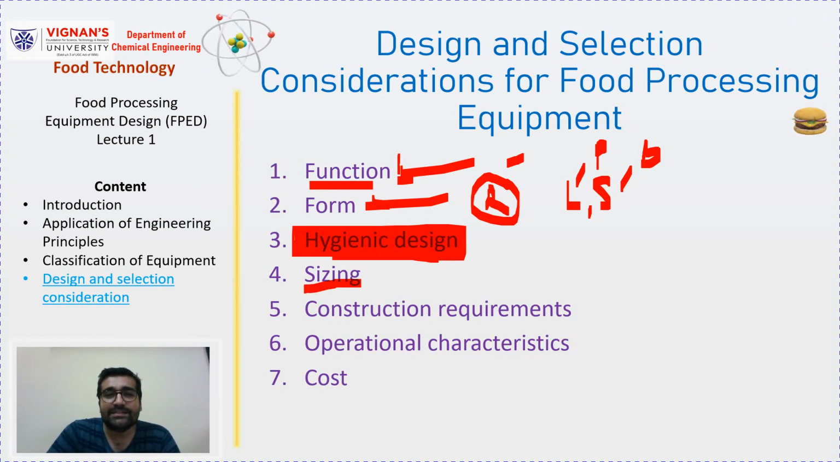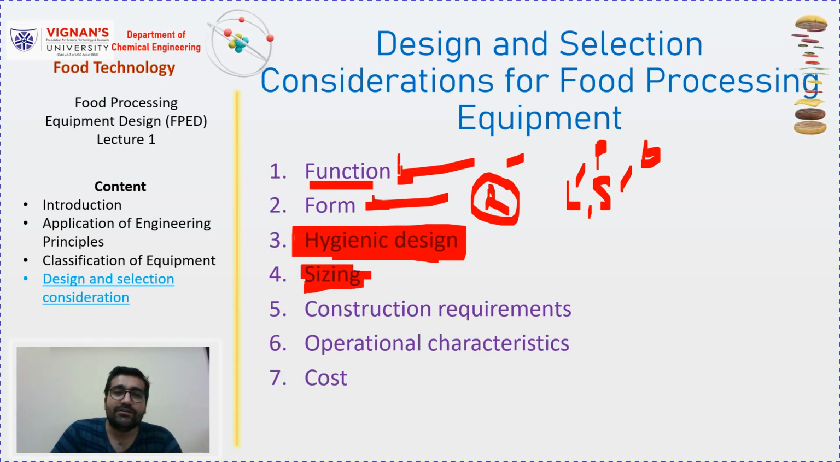Then next comes the sizing. Sizing basically deals with what will be the size of our equipment, like what will be the capacity of our equipment. Are we going to design for 500 kg? Based on that, we are going to set the dimensions of the equipment. Or we are going to design for 1000 kgs of our raw material, so our dimensions will be larger. Size we will take from how much raw material we are getting, or how much final material we have to process. That comes from the sizing of the equipment.